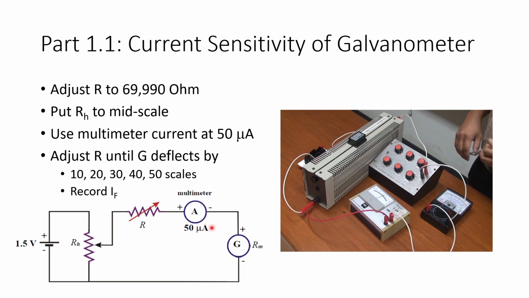Set the ammeter to be able to read 50 microamps, so it has to be the smallest reading on the multimeter. Then connect the multimeter to the galvanometer, and the galvanometer back to the rheostat. These two images are similar, and you can adjust R. Keep adjusting R until the scale of the galvanometer deflects by 10 scale, 20, 30, 40, and then a maximum of 50 scale, and record the IF that you read from the ammeter. That's supposed to be around 50 microamps or so.